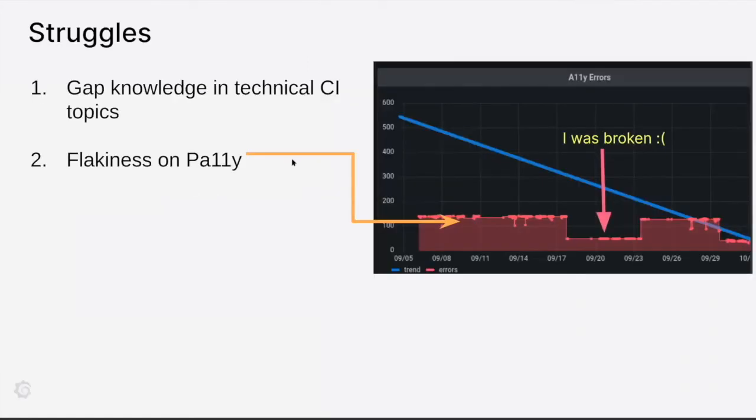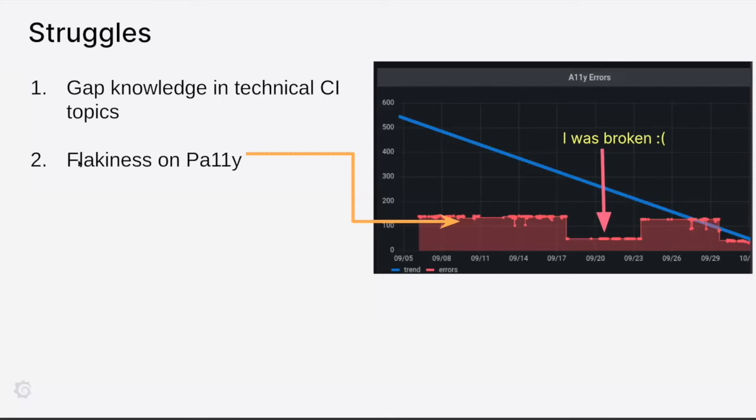We had some struggles when we were doing this integration. And this is what I was saying, that accessibility is a group effort. First, in our team, we have a knowledge gap in terms of technical CI topics. So we have to learn, and we have to, of course, ask the people who knew more. It was a nice challenge to do, but indeed it's a struggle.